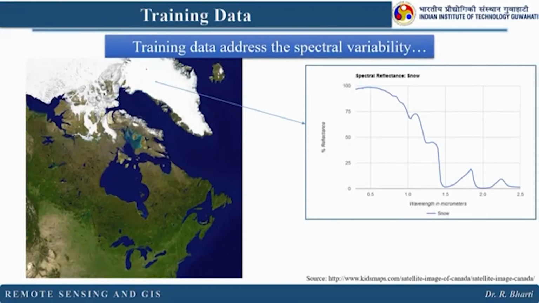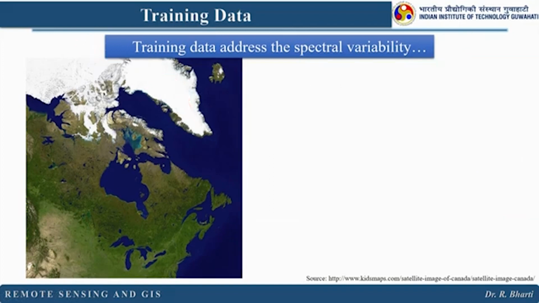So this is another example. When you have snow, if it is fresh snow, you will have a different value. If it is old snow, if it is dirty snow, if it is in the melting phase, if it is in the freezing phase, those DN values will be different from each other, not drastically, but still you have to incorporate all the DN values from different locations. So then you will incorporate this spectral variability in your classification.